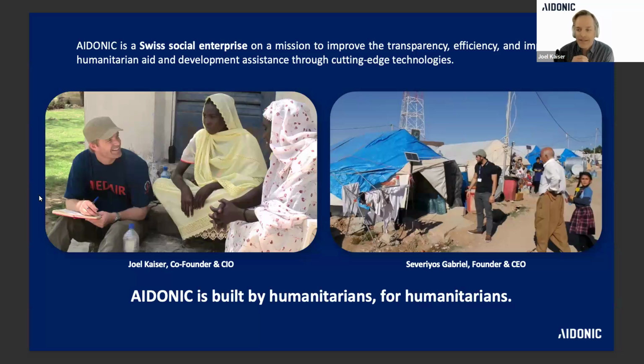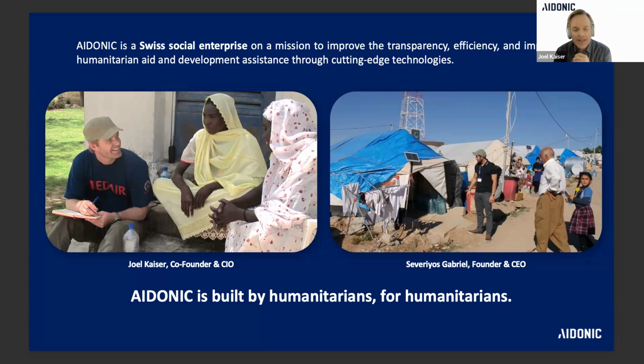First, a little bit about myself and AIDONIC. We are a Swiss social enterprise on a mission to improve transparency, efficiency, and impact in the humanitarian space. And we do that through technology. We bring together many different technologies to help NGOs and humanitarian actors to deliver on their mission.